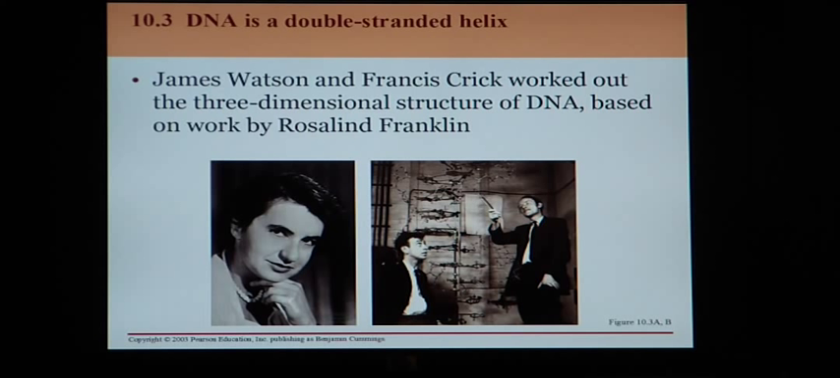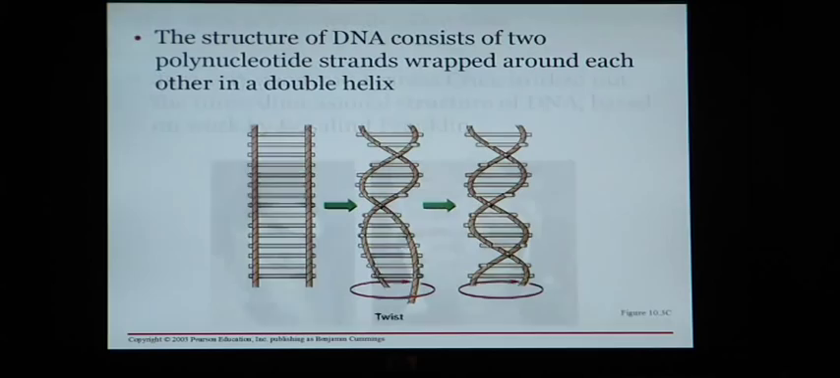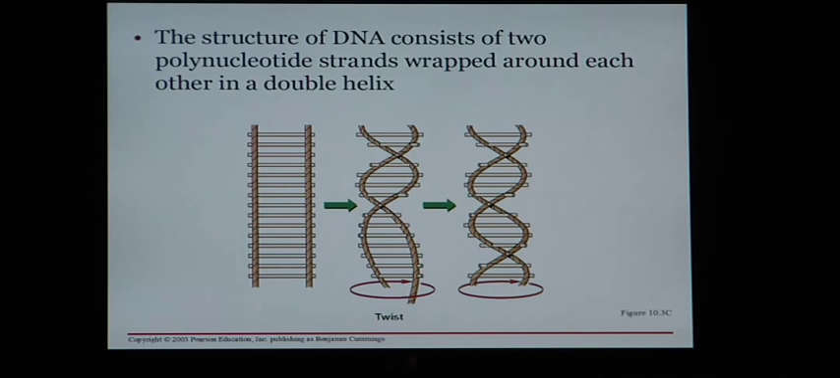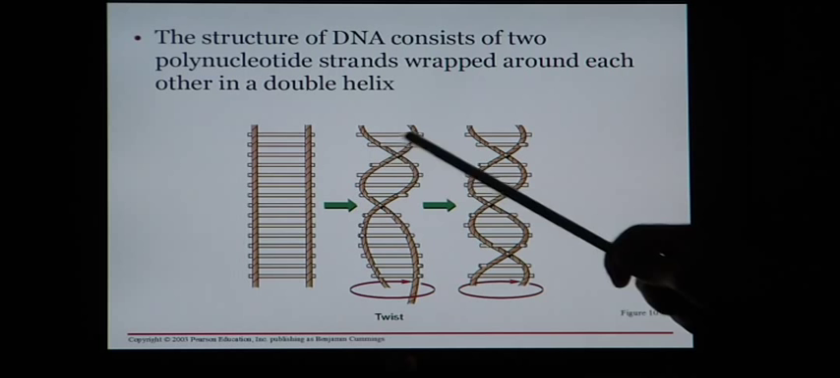James Watson and Francis Crick were the scientists who worked out the 3D structure of DNA. So they determined what DNA looked like. And they did this by using work that was originally started by Rosalind Franklin, who began the DNA research. Through Watson and Crick and Rosalind Franklin's research, we determined that DNA is what we call a double helix shape, which sort of looks like a ladder that has been twisted up into a coil, into a helix.